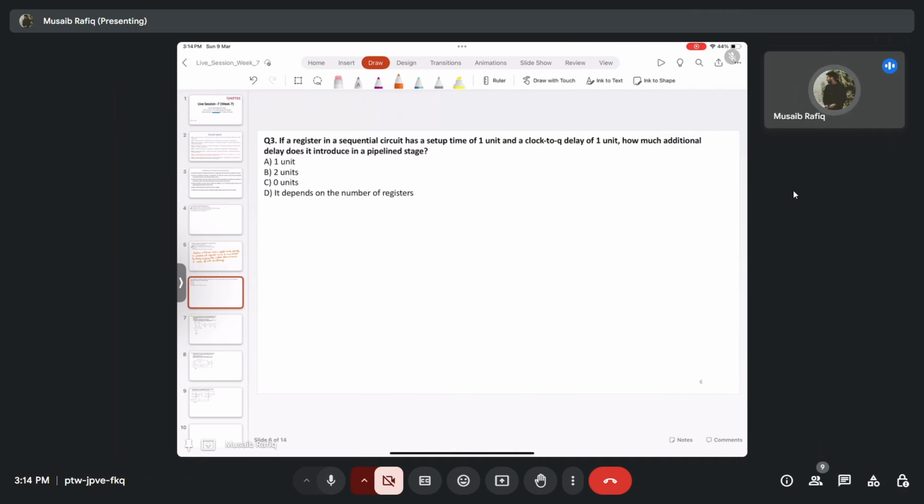So now we have question 3. It states that if a register in a sequential circuit has a setup time of 1 unit and a clock-to-Q delay of 1 unit, how much additional delay does it introduce in a pipeline stage? The additional delay introduced by this register will be simply the clock-to-Q time plus the setup time. That's the only delay this register will include. This is 1 unit plus 1 unit, so it is 2 units. So option B is the correct answer.